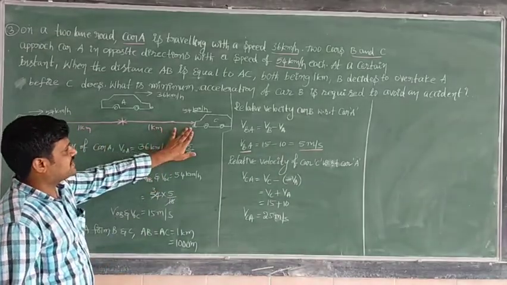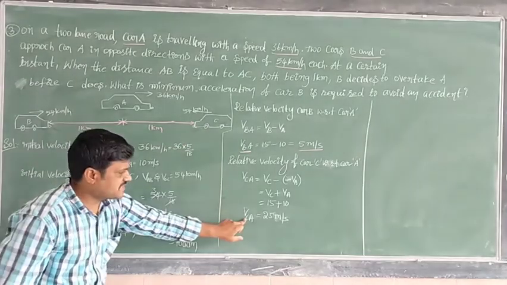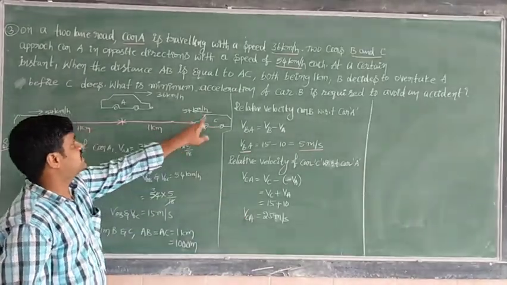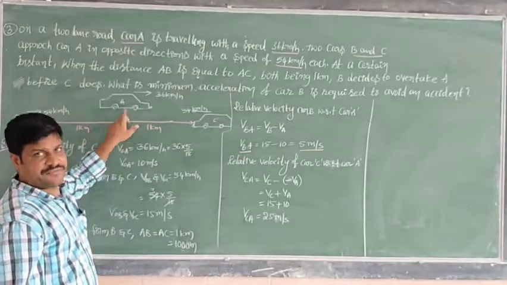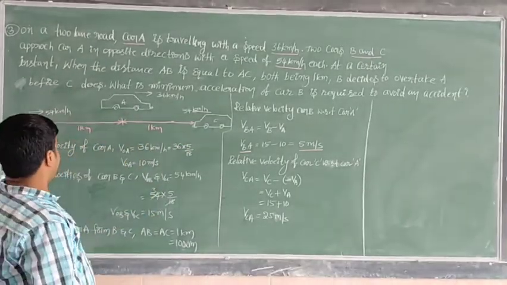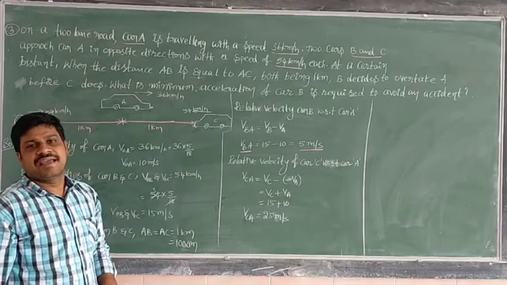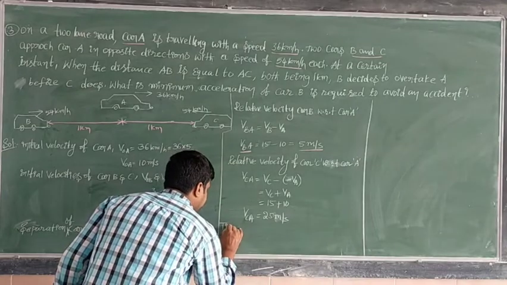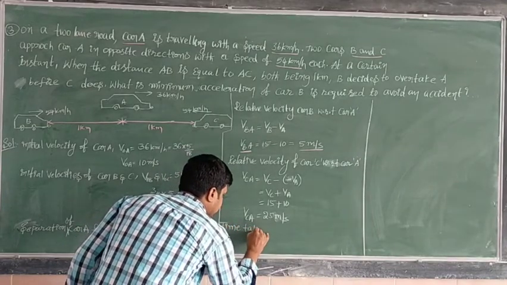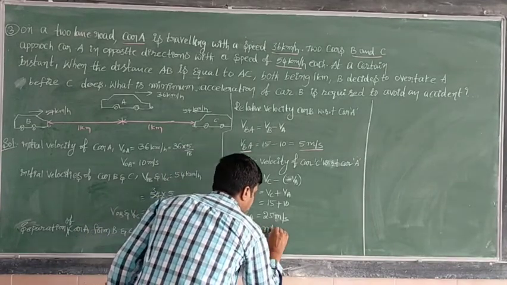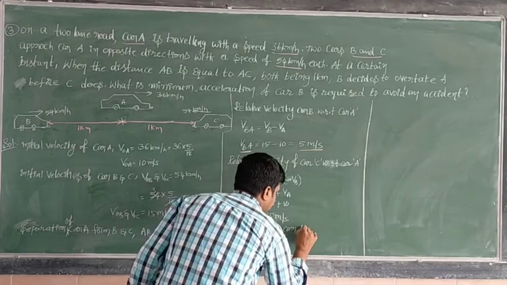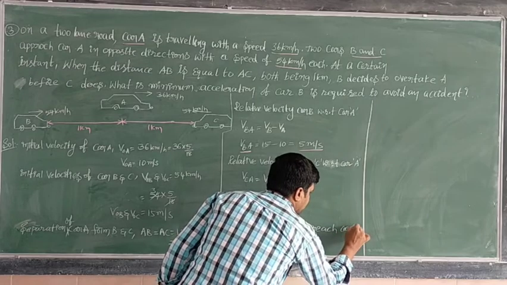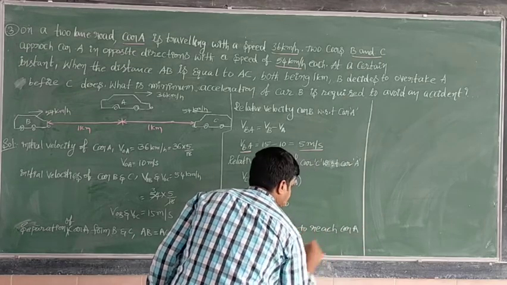First, to avoid the accident, with this relative velocity, in what time does car C approach car A? First we will find out that time. Within that time, B has to accelerate. Right. Now, the time taken by car C to reach car A.